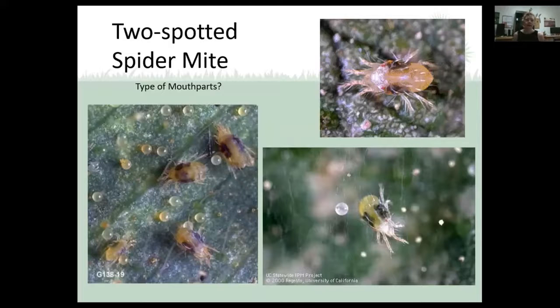The two-spotted spider mite. This pest is even smaller than the thrips. It's about 1/50th of an inch. The spider mites feed by penetrating the plant tissue with their mouth parts and are found primarily on the underside of the leaf.